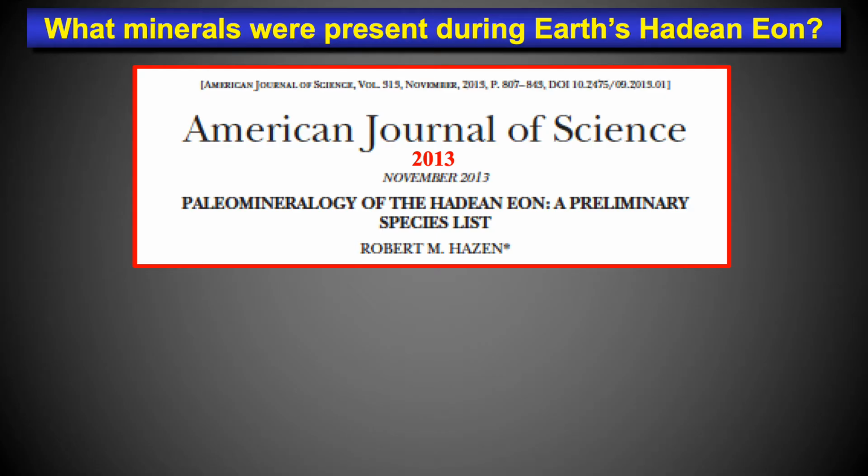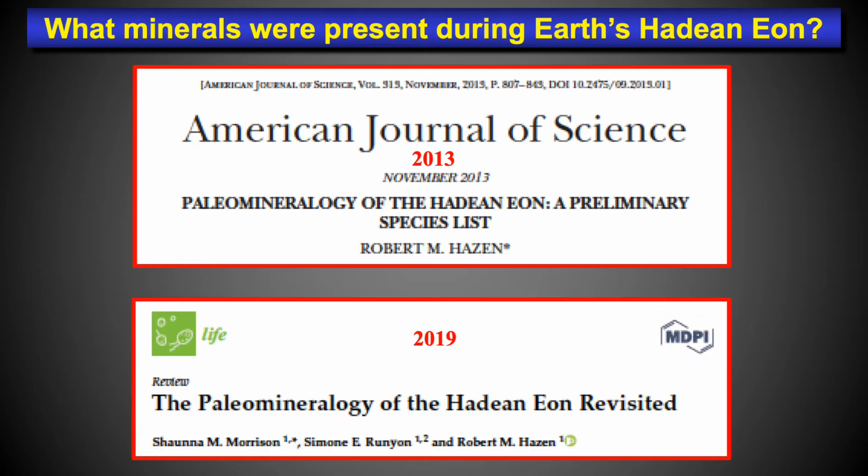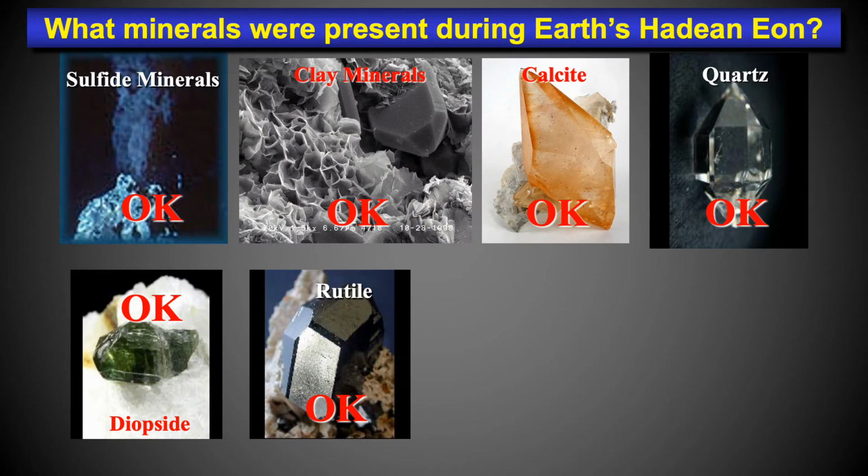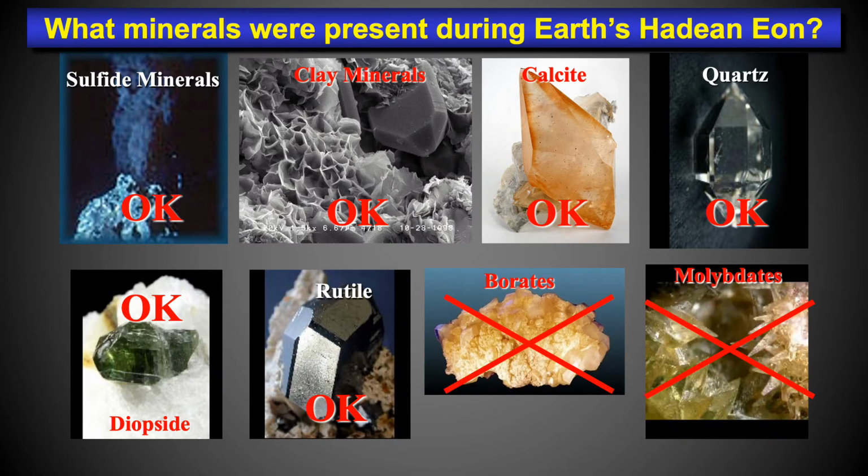But you have to ask what minerals were present during Earth's Hadean eon. We've been studying this for some years. There was a preliminary list published in 2013. It was expanded in 2019 by a paper in Morrison et al. And we really think then, if you're going to invoke minerals, were those minerals present in the Hadean eon when life is thought to have originated? So many of the minerals people talk about, sulfides and clays and so forth, were certainly present during the Hadean eon. But others, borates and molybdates in particular, it's very difficult to rationalize those as being important in the origin of life because there just simply weren't a lot of borate or molybdate minerals.